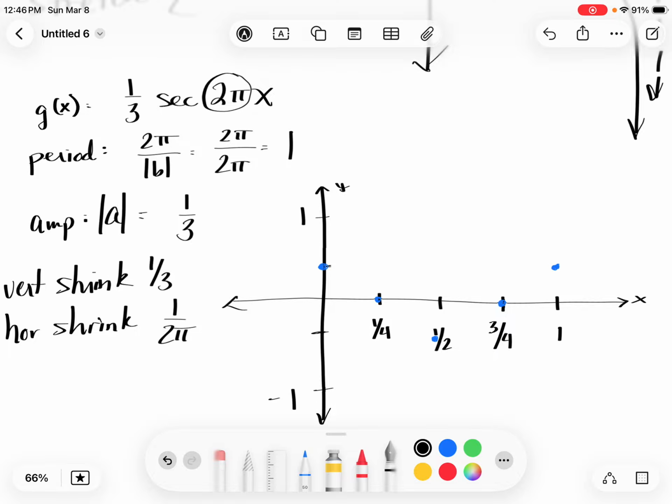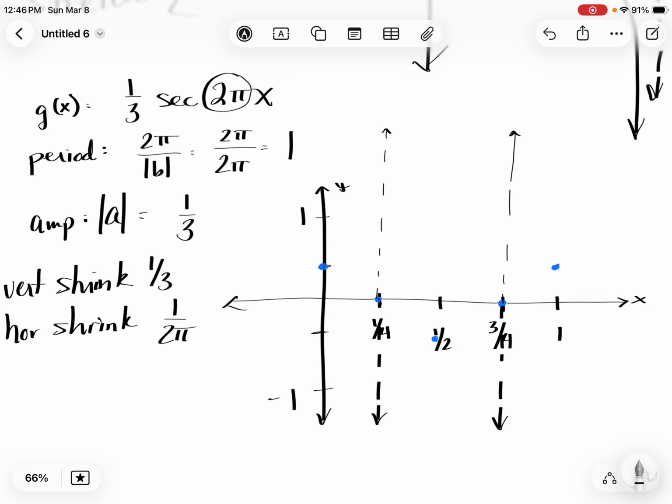What I'm gonna do next is, anytime it hit the x-axis, or that middle line, I'm gonna make my vertical asymptotes. So this is going up and down, and this is going up and down. So again, wherever it hit that middle line, if you shifted it left or right any, that might change it. But if you didn't, then it's that 1/4 and 3/4.